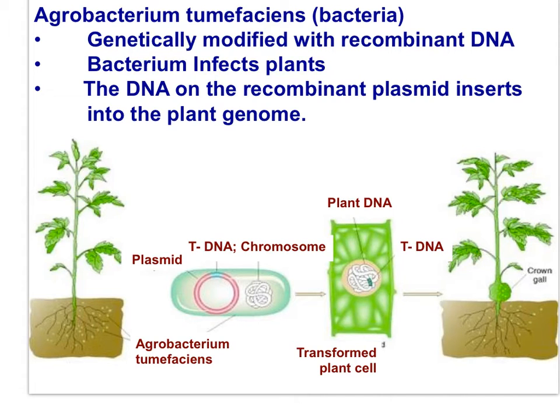In this example, the bacterium, Agrobacterium tumefaciens, takes up the recombinant plasmid. The plasmid has a gene that will allow the plant to resist a herbicide. The bacterium infects the plant, causing a tumor to grow. The recombinant plasmid is introduced into the plant's genome. Let me say that again. The recombinant plasmid is introduced into the plant genome.